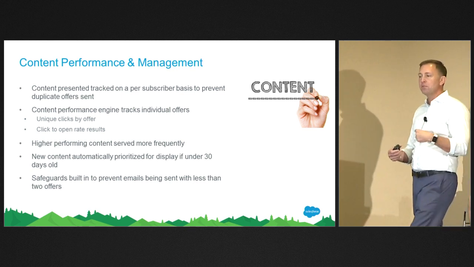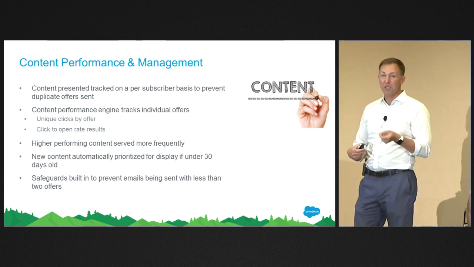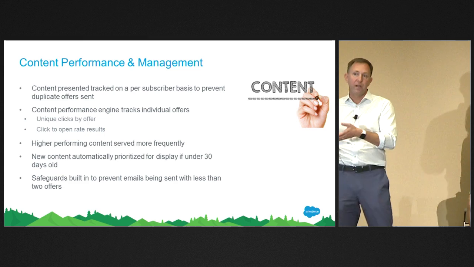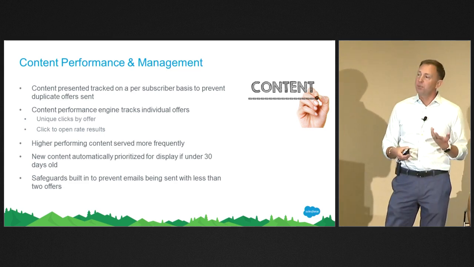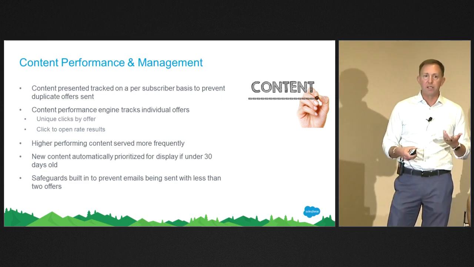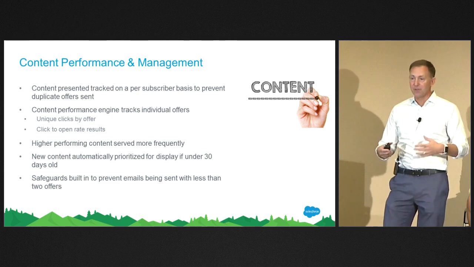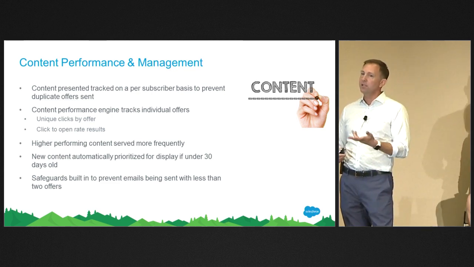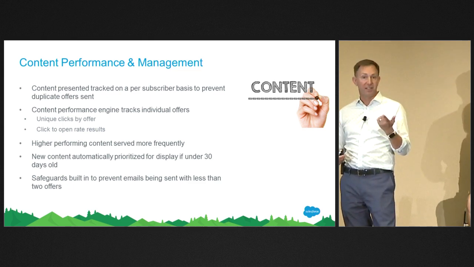What happens if one piece of content is scoring really, really well and it's overperforming? That should stay in market longer than content that's not performing. So we actually built a rules engine in Marketing Cloud that is intelligent so that as we launch this system, it monitors every piece of content. Content with higher engagement gets sent more frequently.